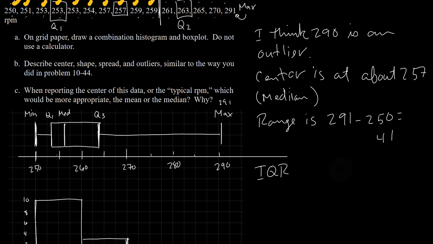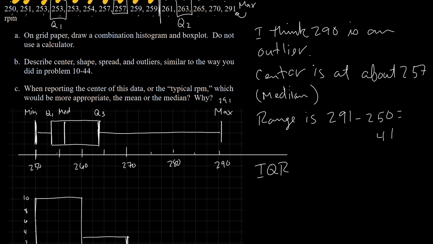The IQR is from 263, it's like 263 minus 253. I don't know why I wrote 663. 263 minus 253, so that's about 10 units.